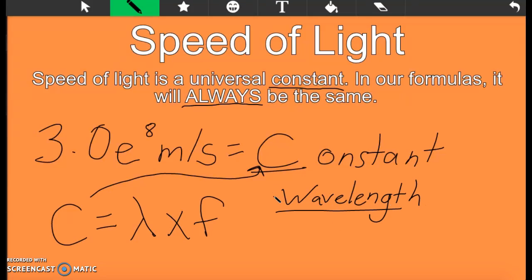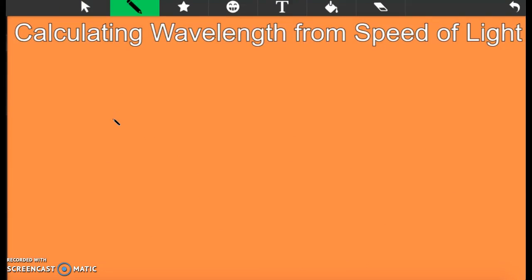Wavelength. And F is frequency. Oops. Help if I could spell correctly. Frequency. There we go. Okay, from the other video you should remember our unit for wavelength is meters, and for frequency is hertz. Okay, so we're going to use that formula we just did, and we're going to do a few examples of calculating wavelength from the speed of light.